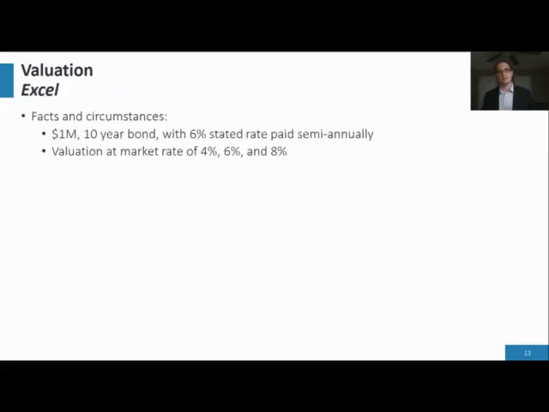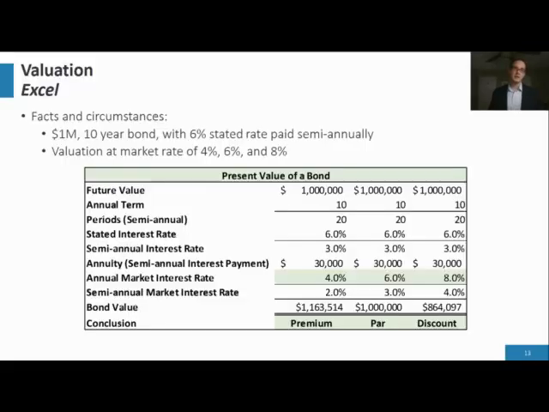So let's go over Excel. There's facts and circumstances here that you'll always have, and you'll have to be able to identify the variables. So we have a $1 million bond, 10 years, with a 6% stated rate paid semi-annually. The valuation, let's value these bonds at market rates of 4%, 6%, and 8%, because they can vary, right? And so we have to identify each one of these variables. So the future value is the principal payment. That's not going to change in any of these scenarios.